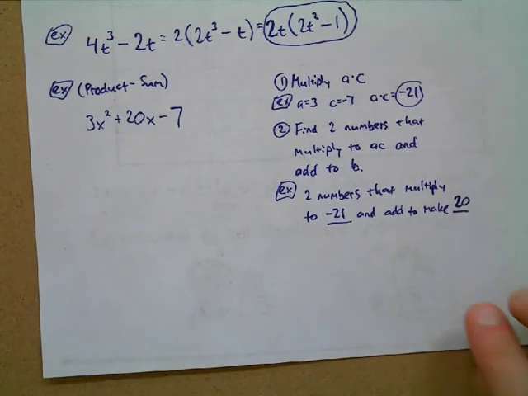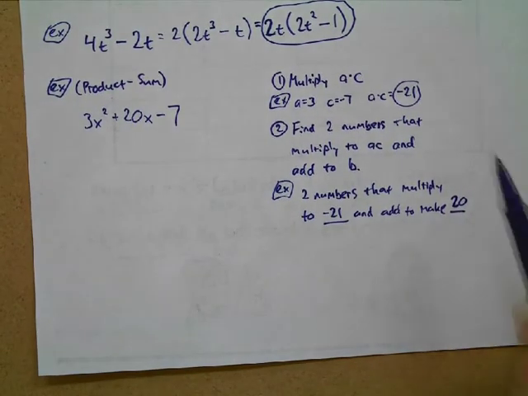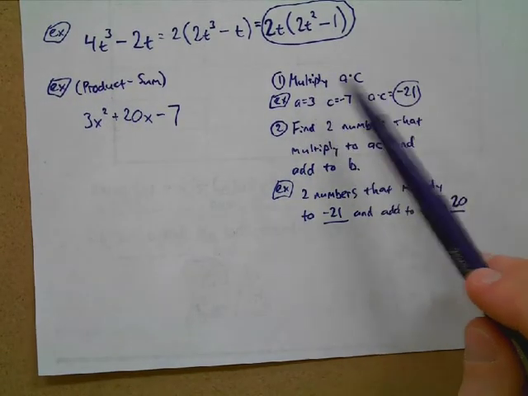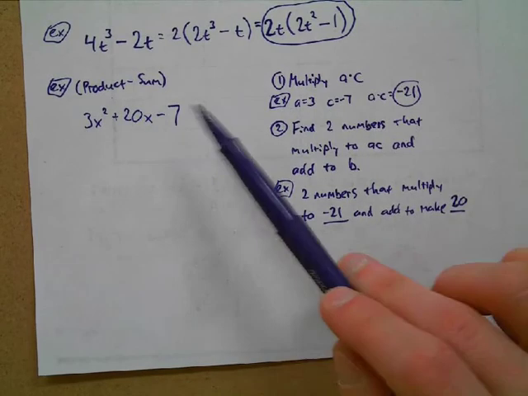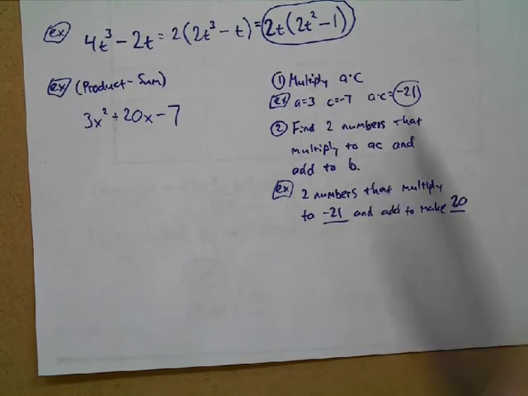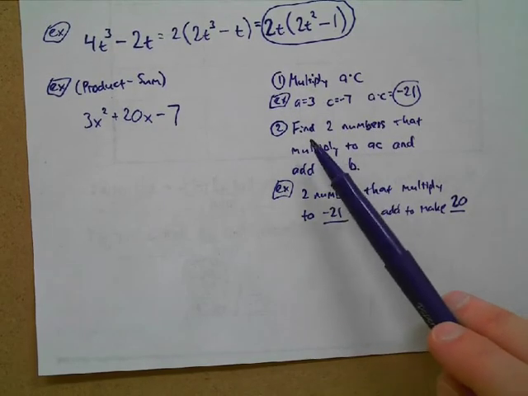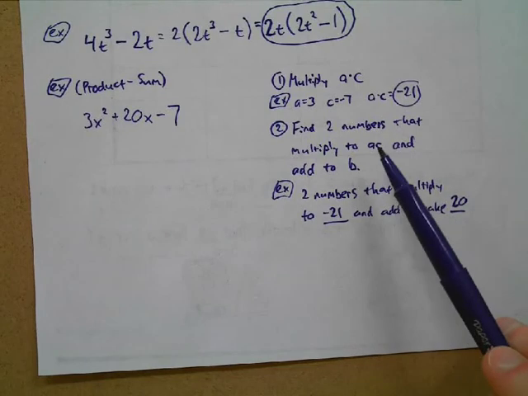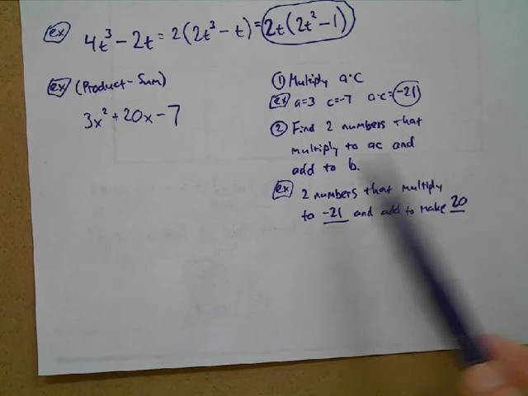Okay, so here's where the warm-up came into play. Step 1, we multiplied our A coefficient times our C coefficient. 3 times -7 makes -21. Then our step 2 is we want to find two numbers that multiply to AC, that -21, and add to make B, which is the 20.